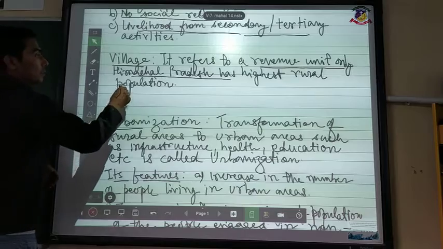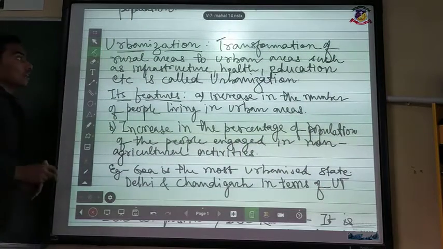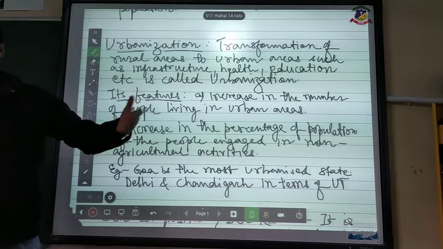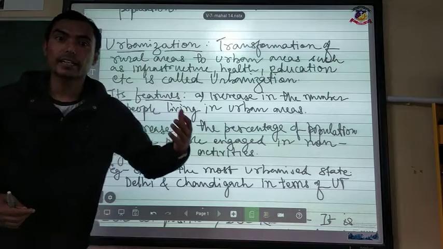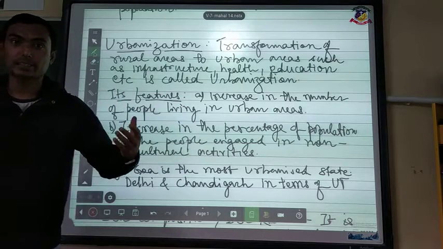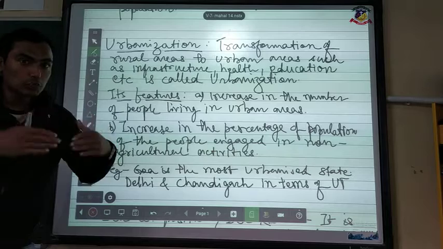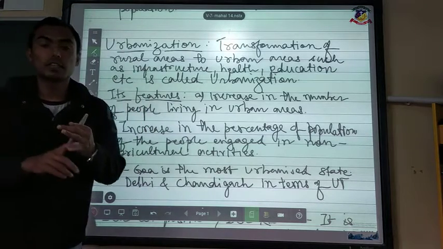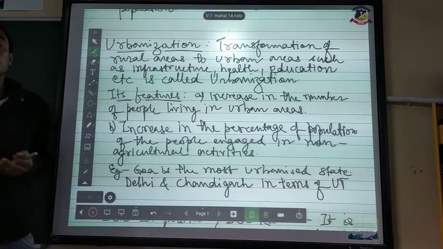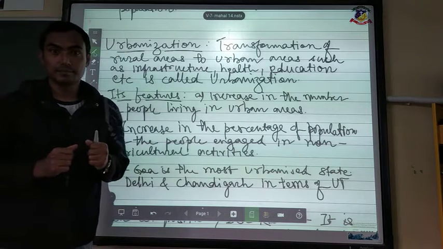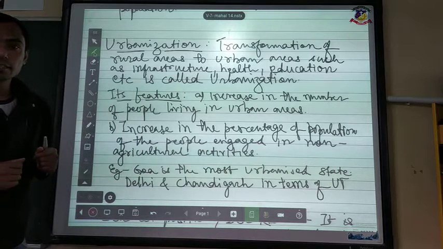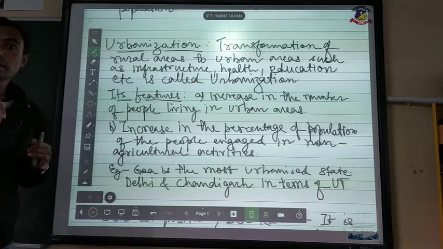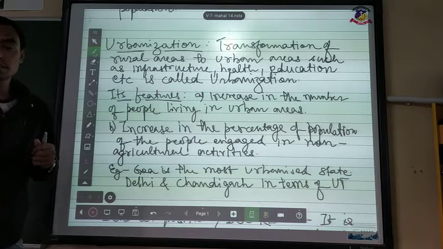Next, urbanization. Urbanization means the transformation of rural areas into urban areas. Now, how does this transformation take place? For example, take Siliguri. Nowadays it is referred to as a metropolitan city. Why is it referred to as a metropolitan city? Because Siliguri acts as a link towards the northeast.